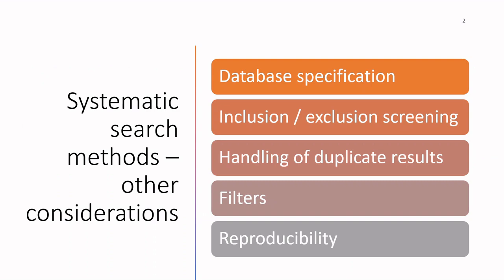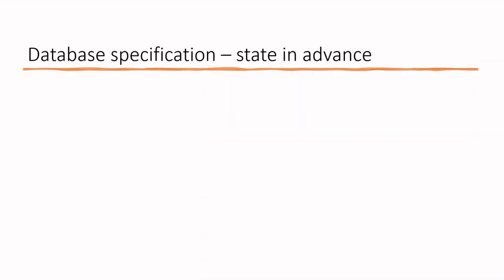Okay, so that's the basics. There are some other things to consider though within the context of a systematic search. These are database specification, inclusion, exclusion screening, handling of duplicate results, use of filters, and search reproducibility. So we'll just scoot through each of these individually.